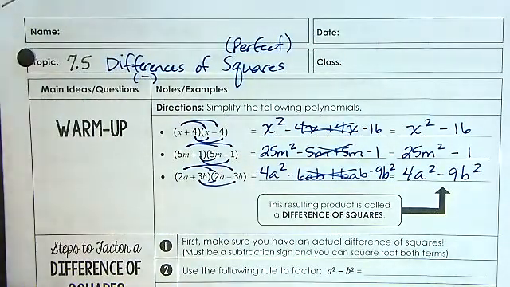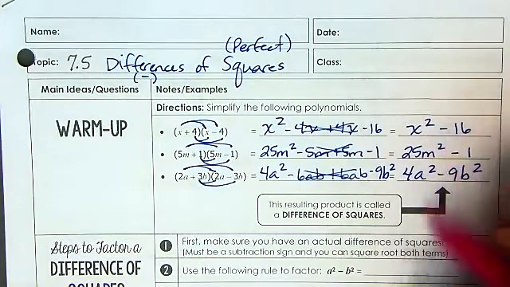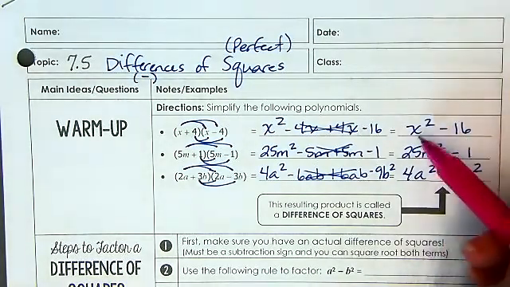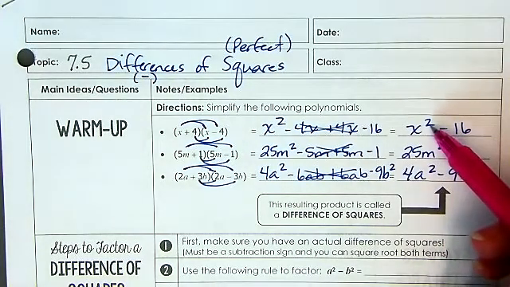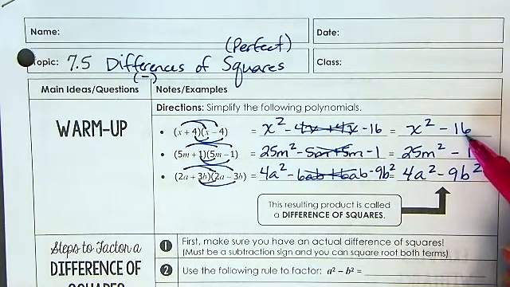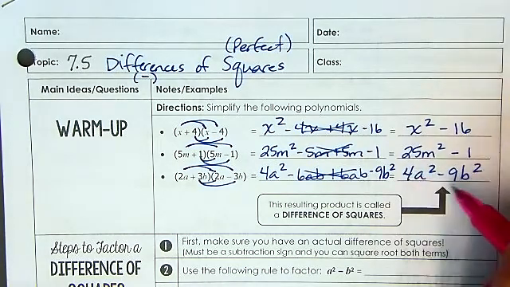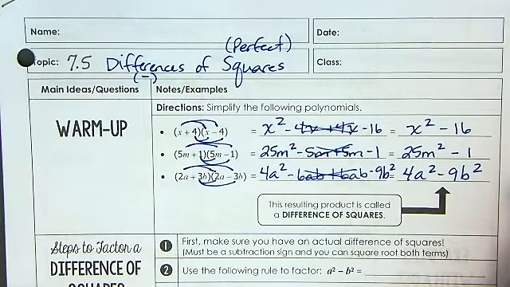What you want to pay attention to here is that all of these are perfect squares. X squared, I can take the square root of. 16, I can take the square root of. 25m squared, I can take the square root of. 1, I can take the square root of. All of these are perfect squares.